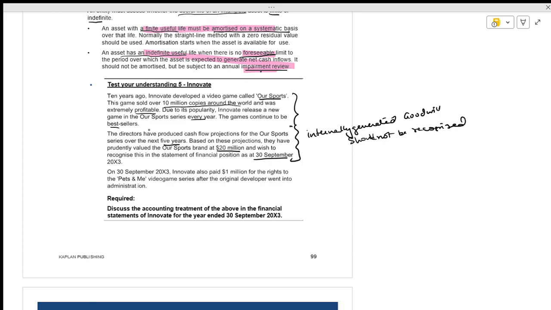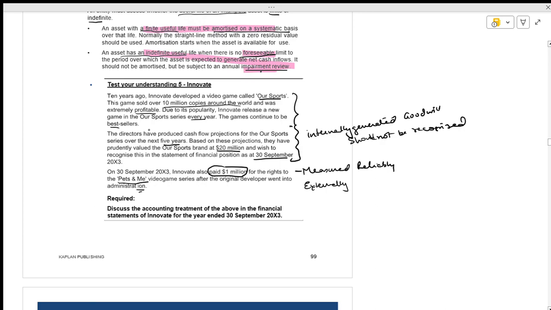On 30th September, Innovate paid. This is very important. They purchased, paid for the rights of the game after the original developer went into administration. If it is paid, what we have to do is, it can be measured reliably. And as simple as it is, it is externally acquired. It is not internally generated. It is externally acquired.